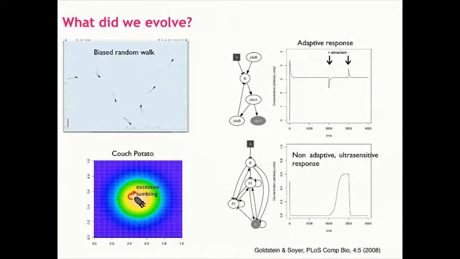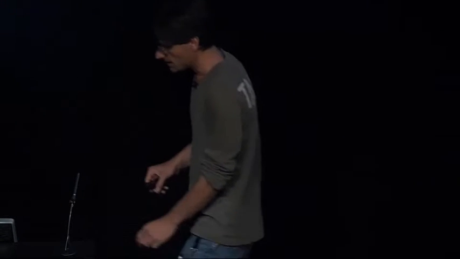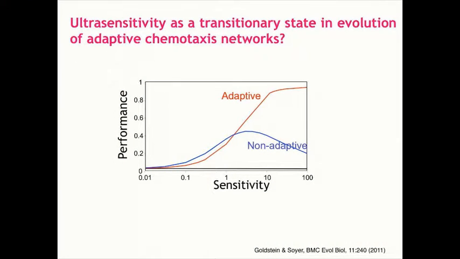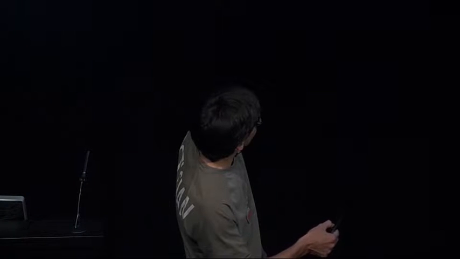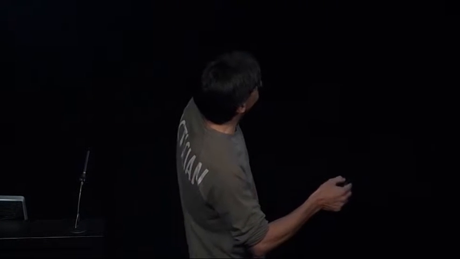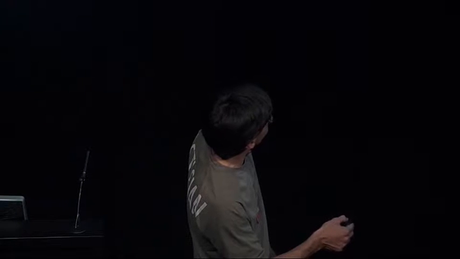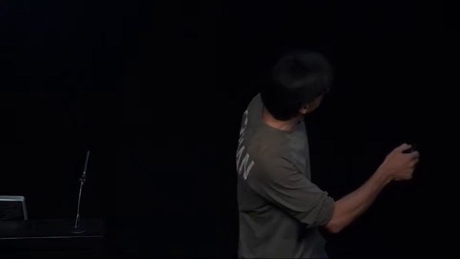And to our surprise, we didn't find adaptive dynamics, but we found ultrasensitive dynamics. I will not go into the detail of how this works, but we could then use even simpler models to quantify that this kind of response can indeed lead to chemotaxis. The performance of this non-adaptive dynamics depends on sensitivity, and so does the performance of the adaptive response. So we had this evolutionary idea that as the sensitivity of the system evolves over time, there might have been a time where ultrasensitive dynamics were preferred solutions to chemotaxis.